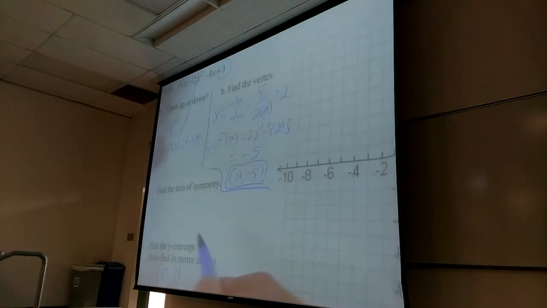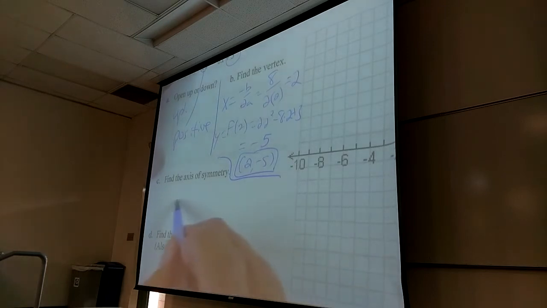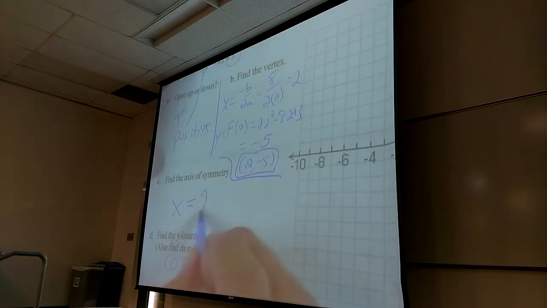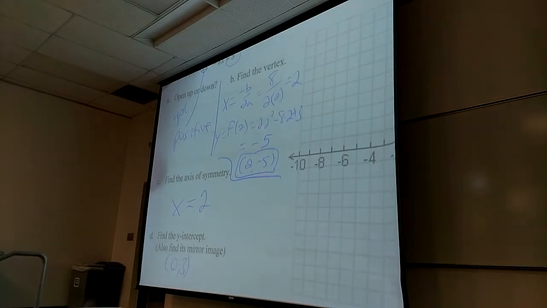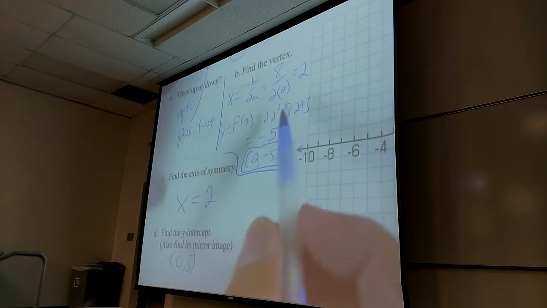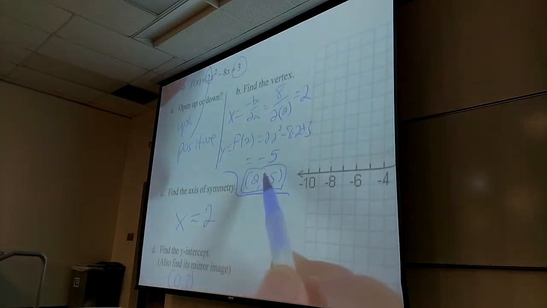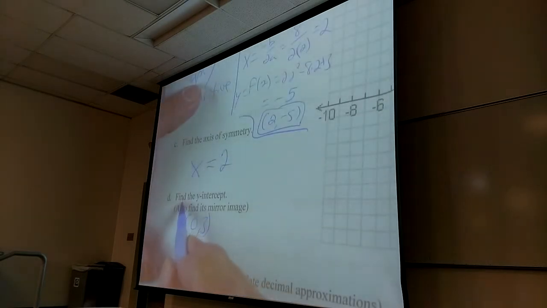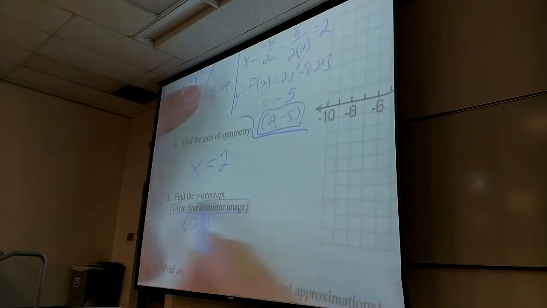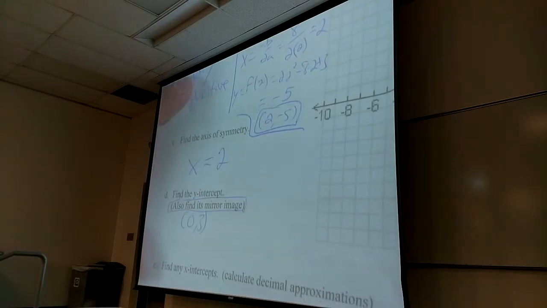What would the axis of symmetry be? X equals 2. Now, let's plot what we got. We got enough information now, believe it or not, to plot this, because I kind of give you a hint here. Mirror image. What I think the book calls the point of symmetry, which is really a pathetic name.